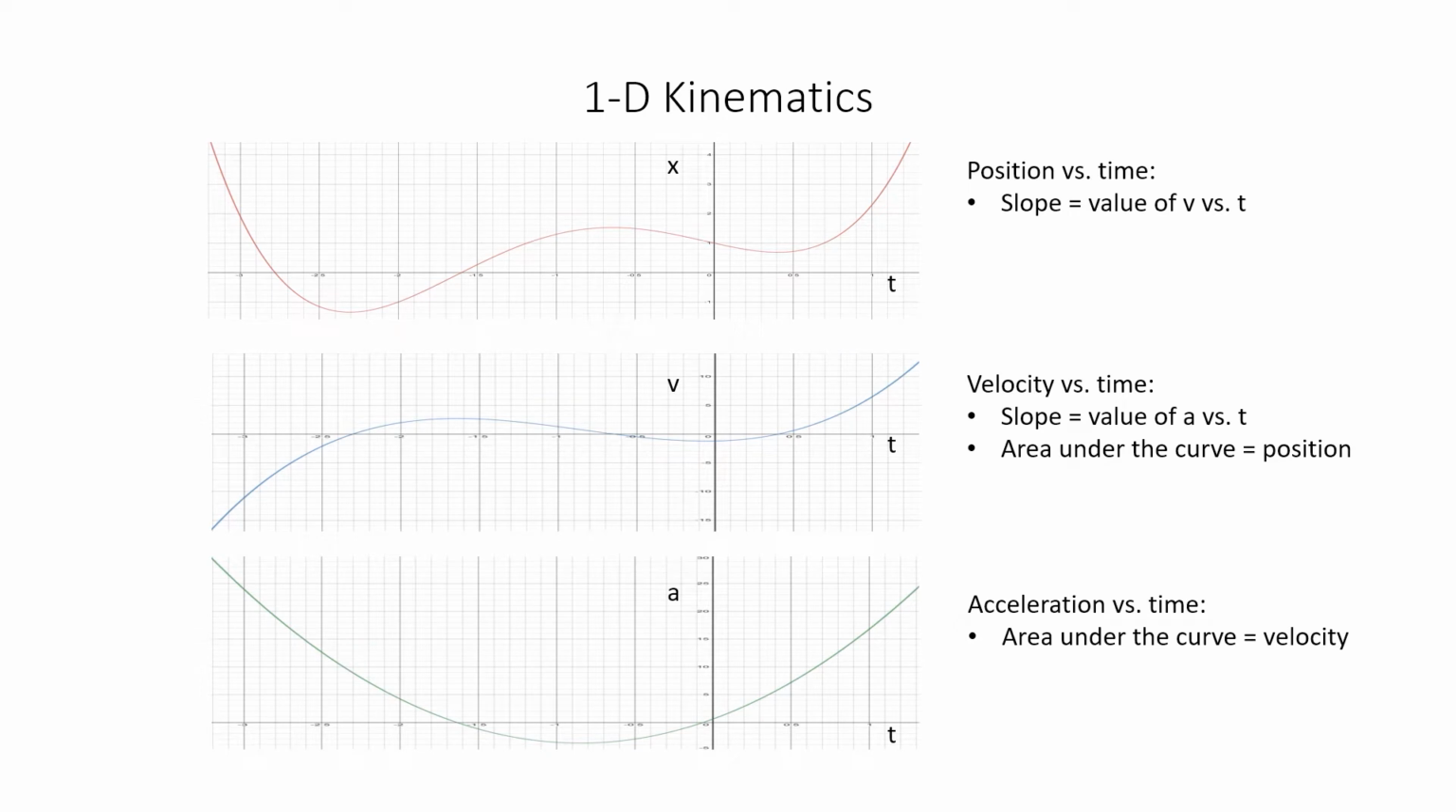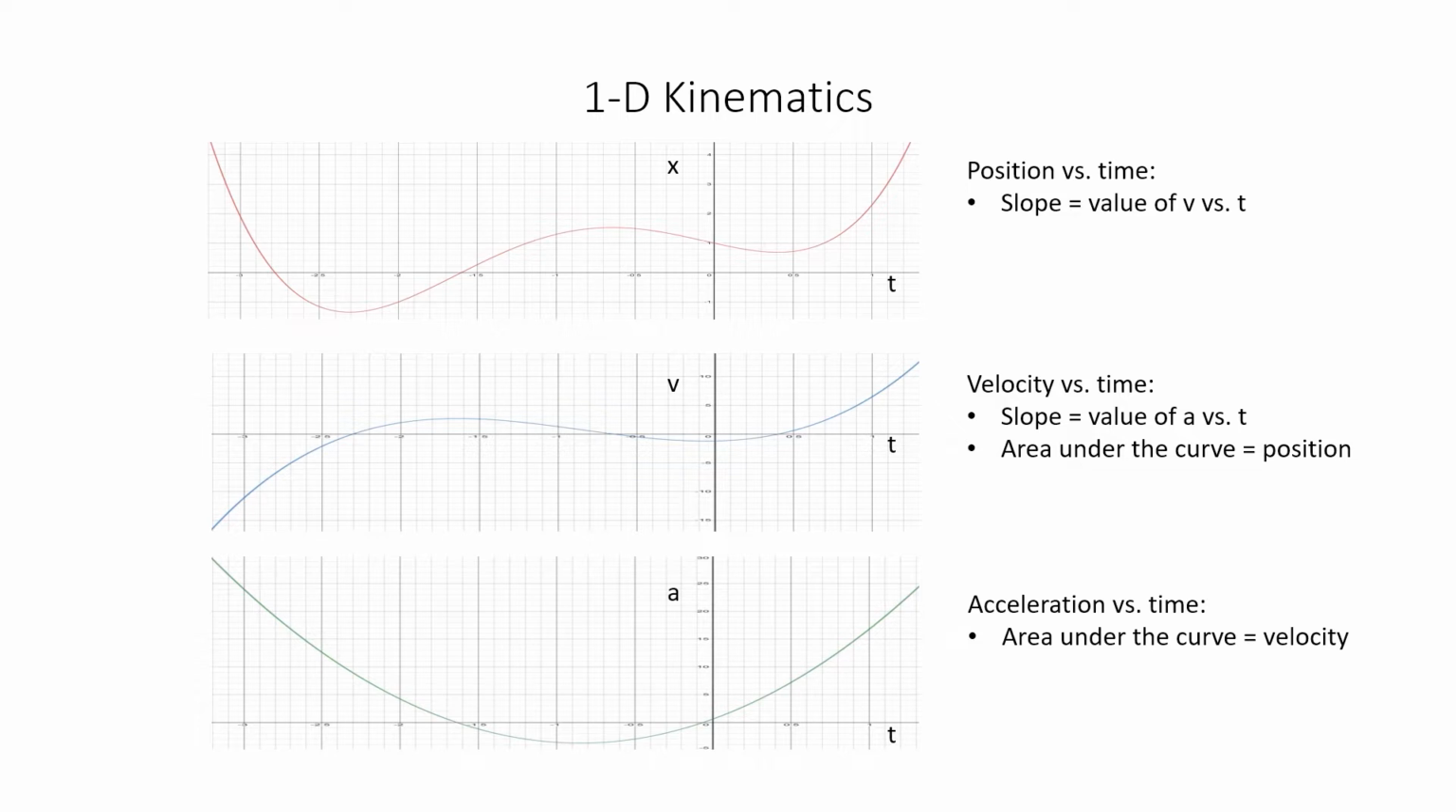Here I've just taken some function of position versus time, took the time derivative of that function to get velocity versus time, and then I took the velocity versus time derivative to get acceleration versus time. What you can see here is that where there are zeros in the velocity versus time function, there are minima or maxima in the position versus time function.